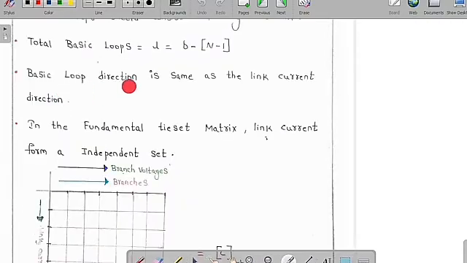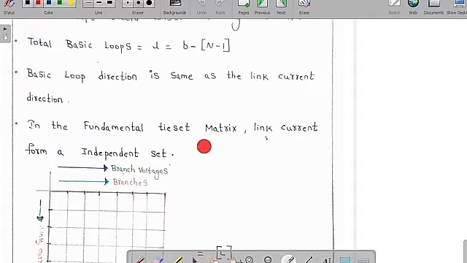The basic loop direction is the same as the link current direction. So for a given loop, you should take the direction of the loop equal to the direction of the current in that link. That is the direction you should always choose. In the fundamental tie-set matrix, the link currents form an independent set.